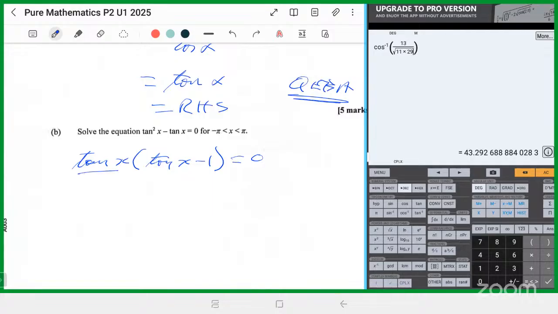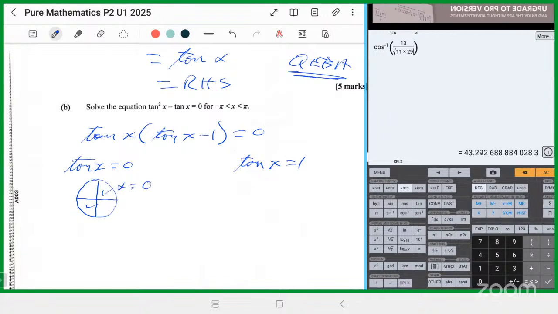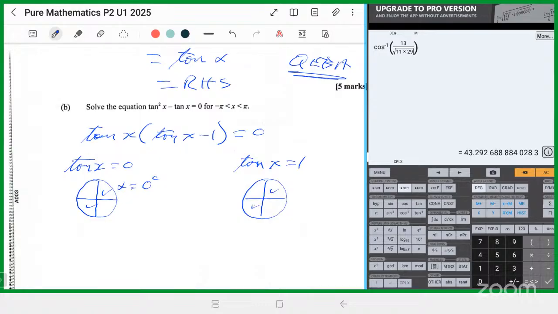So this factor gives me tan x equals 0. This factor gives me tan x equals 1. Nice numbers. So I can now draw the quadrant diagram for this one, where tan is positive here and there. The principal angle alpha for tan to the minus 1 of 0 is 0 radians. Over here, quadrant diagram again, that's a positive 1. So tan is positive here and here. Then the principal angle alpha, tan to the minus 1 of 1, is pi by 4.